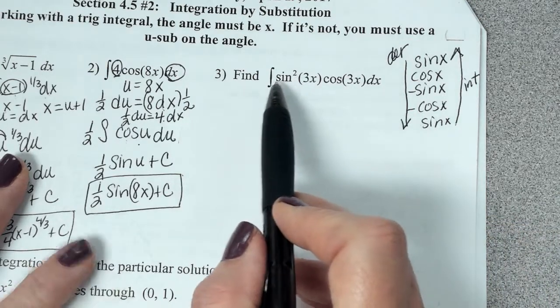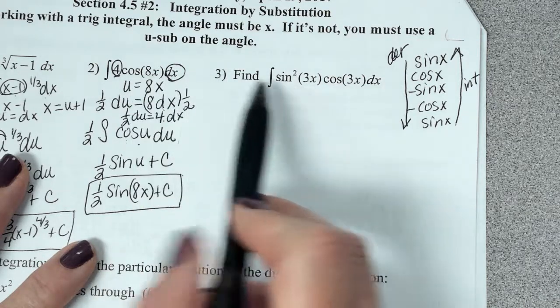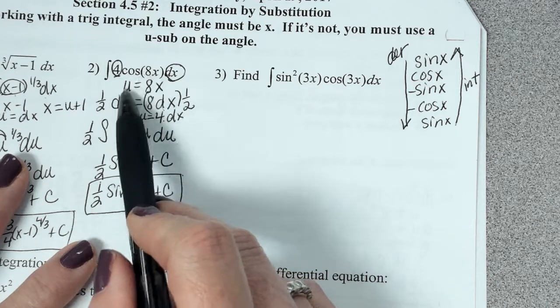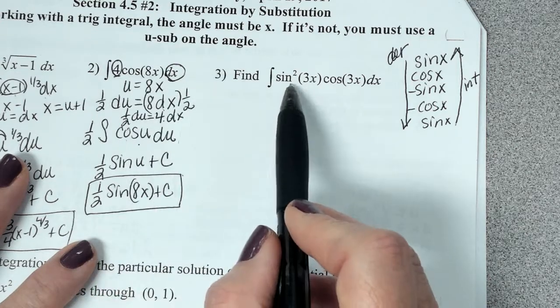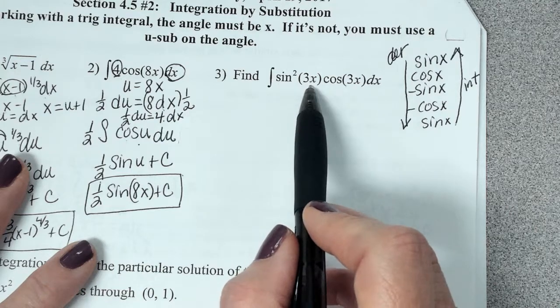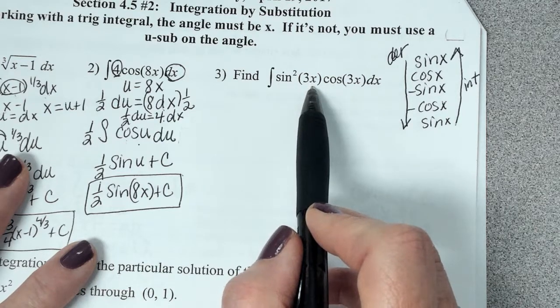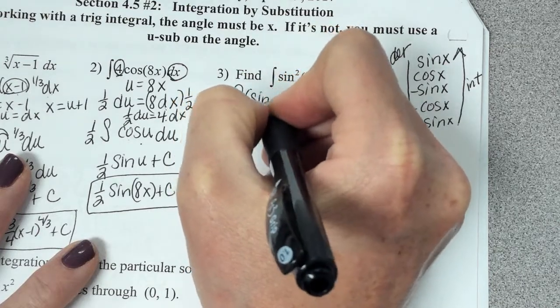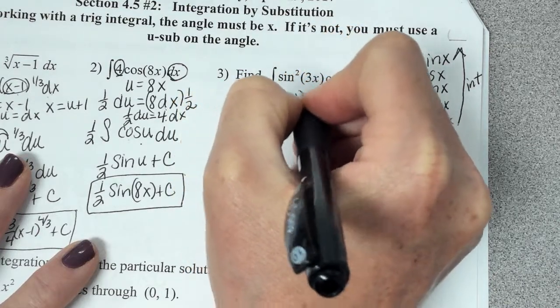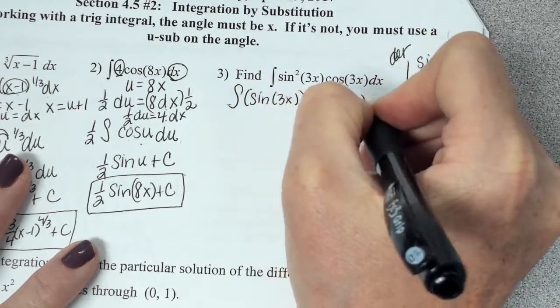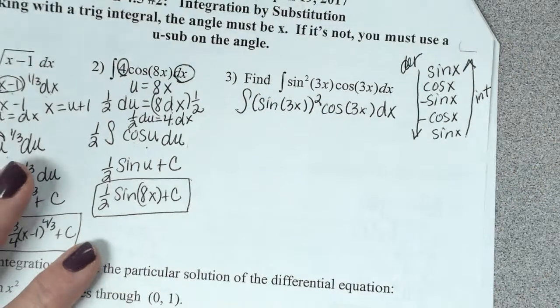All right, now looking at the difference between these two. This one, I did not have a product, so I let u equal 8x. This one, however, I have a product, so I cannot let u equal just 3x. I have to think of this problem as the integral of sine squared of 3x cosine of 3x dx.